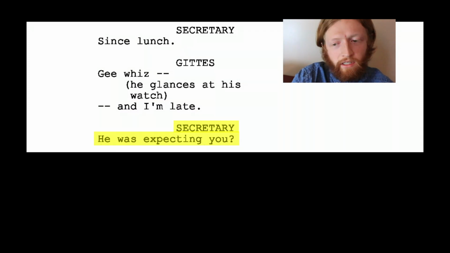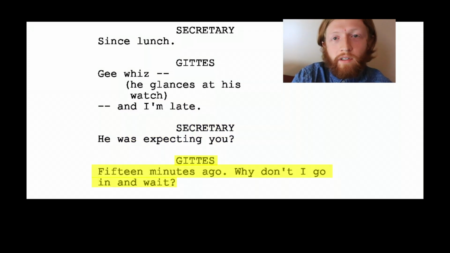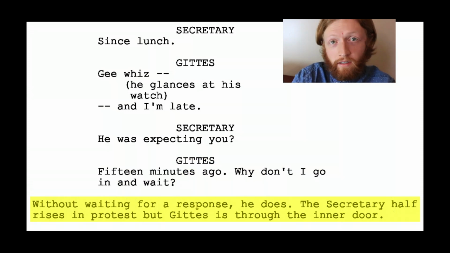The secretary says, "He was expecting you?" "Fifteen minutes ago. Why don't I go in and wait?" And without waiting for a response, he does. The secretary half rises in protest, but Gittes is through the inner door. Okay, so now you know the basics. I'm going to give you a little link at the end of this, hopefully in my posting, so you can see, if you want to watch that 30-second scene, whether you did a good job visualizing it with me.